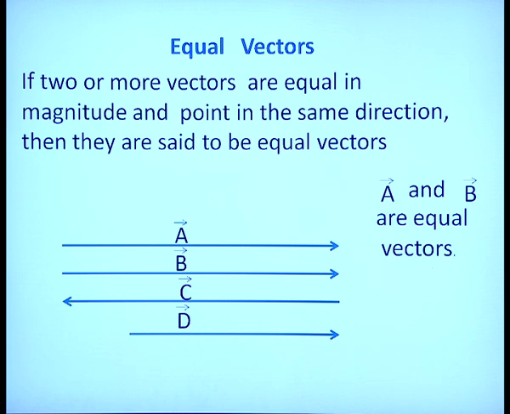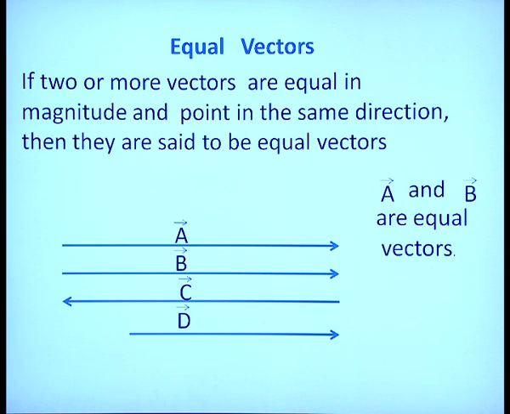Now, we will learn about equal vectors. What are equal vectors? If two or more vectors are equal in magnitude and point in the same direction, then they are said to be equal vectors. As you can see on your screen, there are four vectors A, B, C and D. The vectors A and B have the same magnitude, are of equal length and are pointing in the same direction. So, you can say that A and B are equal vectors.